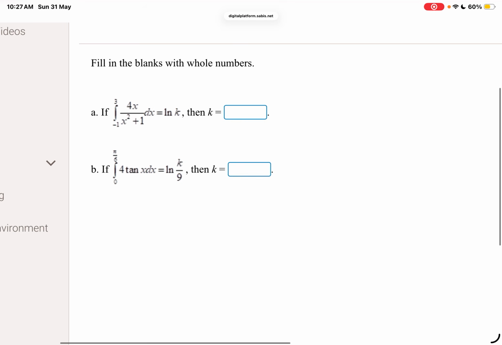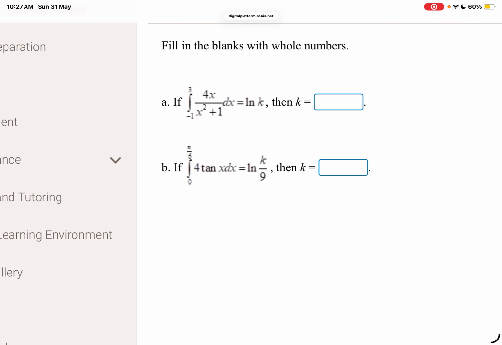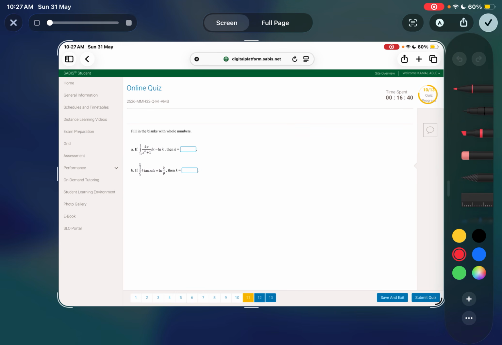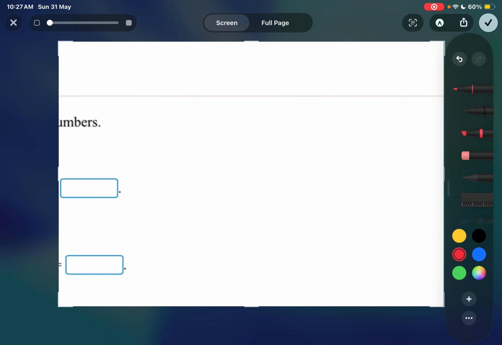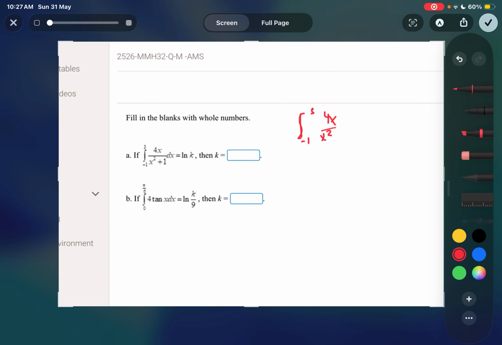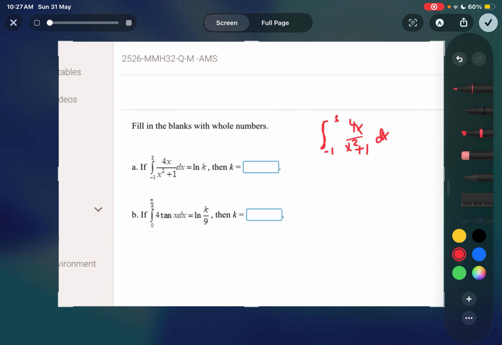Question number 11. Okay, now this one's a bit tricky. First of all, they gave us A. Part A, they gave us the integral. I'm gonna write it here. The integral from minus 1 to 3 of 4x over x squared plus 1 dx. They want it as ln k.